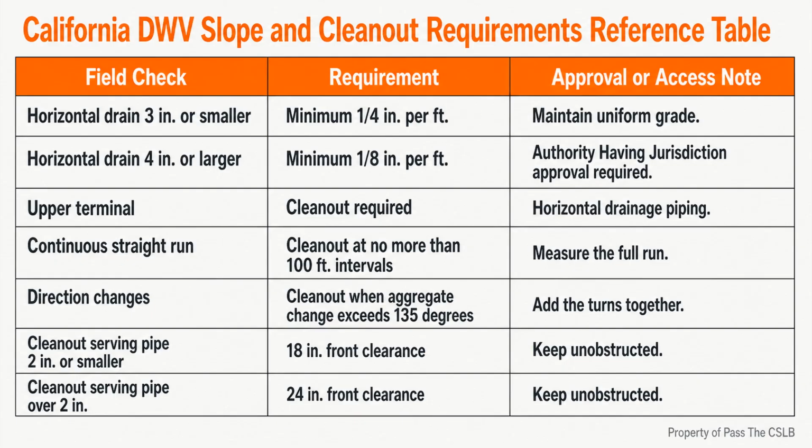Fixture protection can also require a backwater valve. The trigger is specific. Fixtures located on a floor elevation lower than the next upstream manhole cover of the public sewer must be protected by an approved backwater valve. The key comparison is elevation. It is not simply whether the room is called a basement, whether the lot slopes, or whether the street looks higher from the driveway. The contractor has to identify the relevant fixture elevation and the next upstream manhole cover elevation.